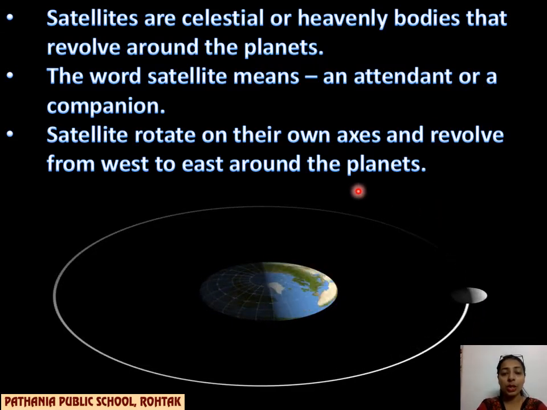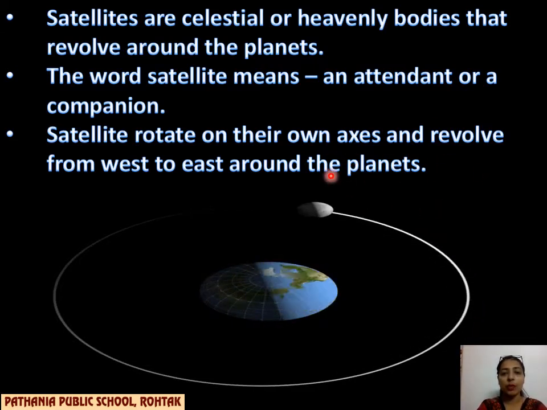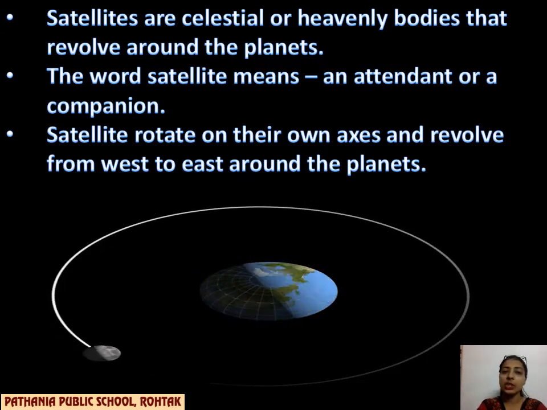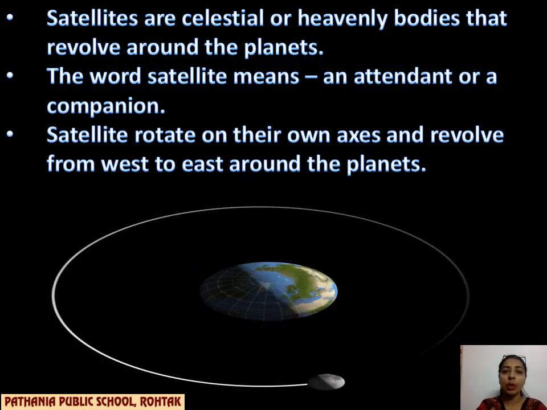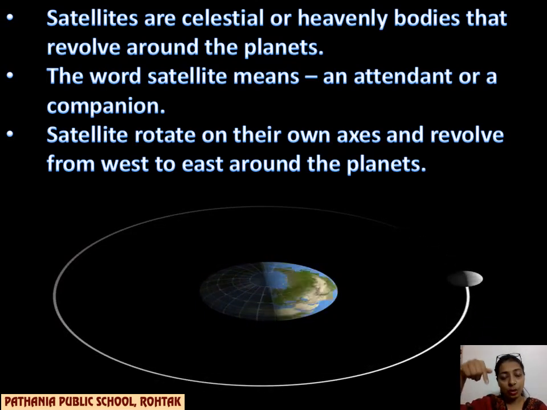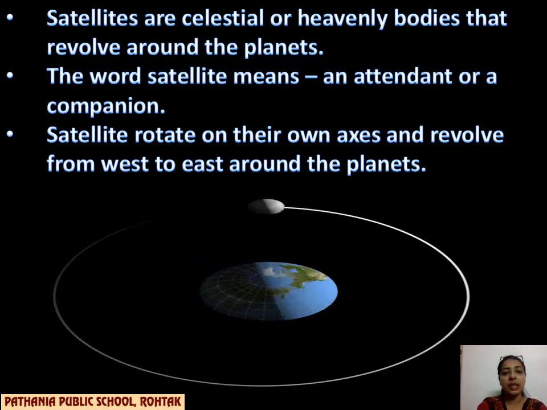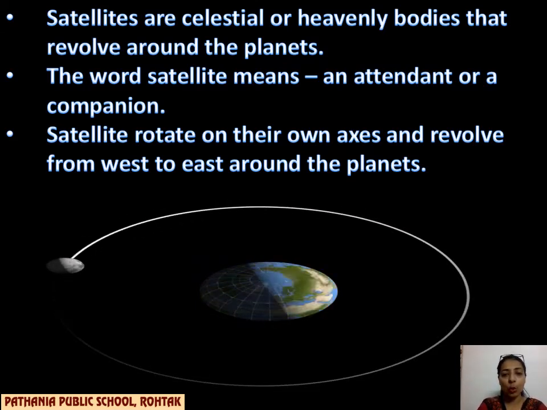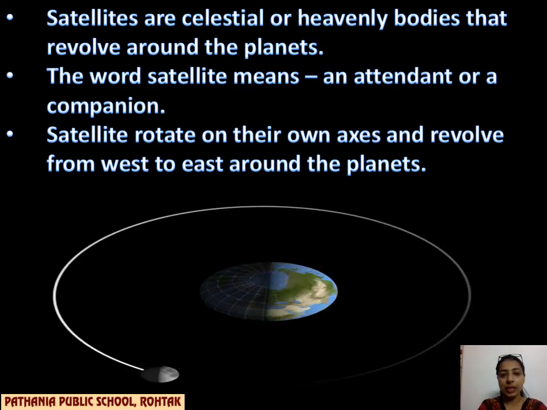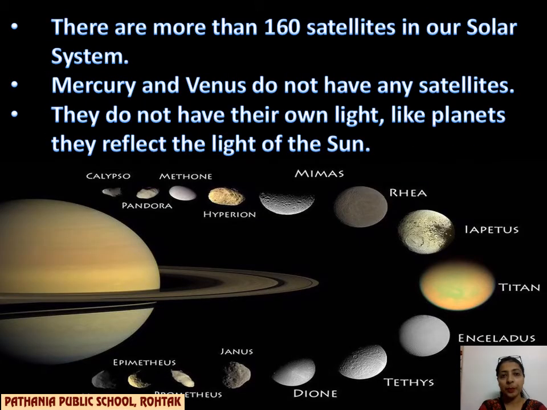Satellites rotate on their own axis and revolve from west to east around the planet. This satellite, just like the planets, is rotating on its own axis. That means it is spinning in its own place, and side by side it is revolving around the planet. And from which direction? From west to east.